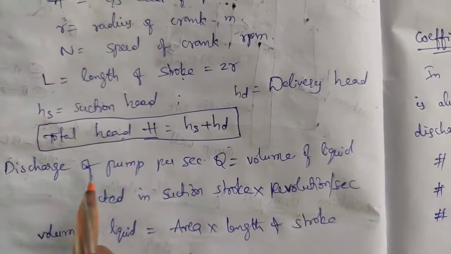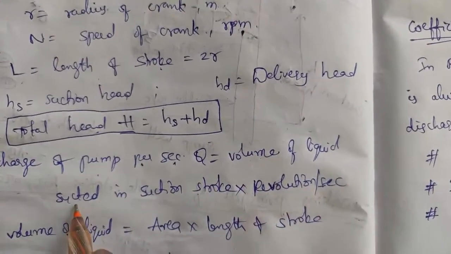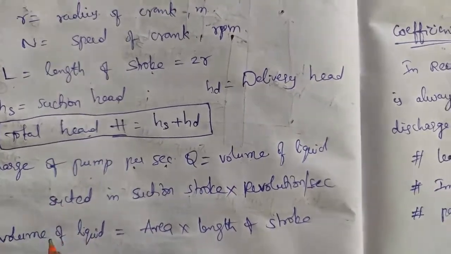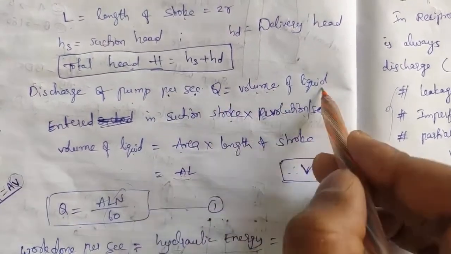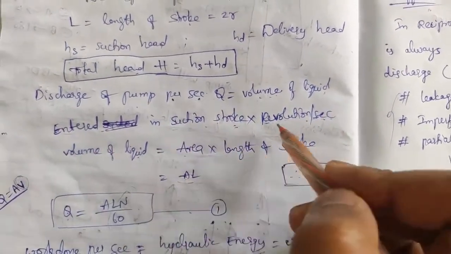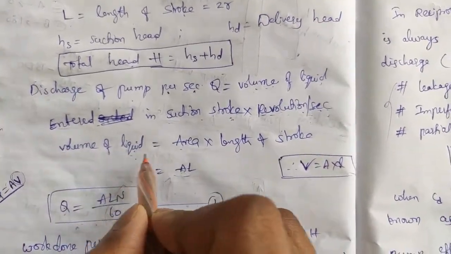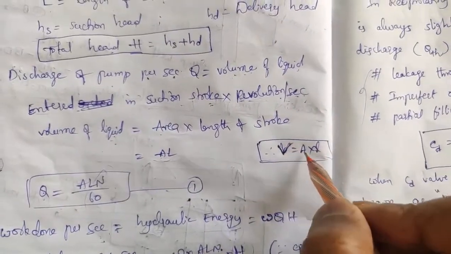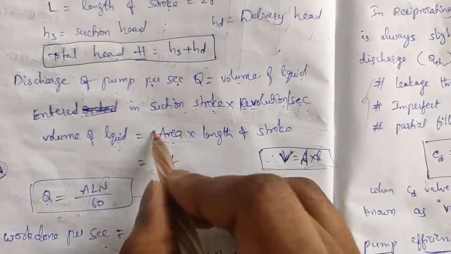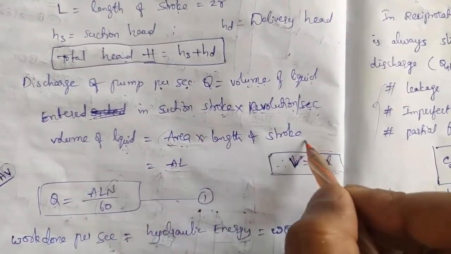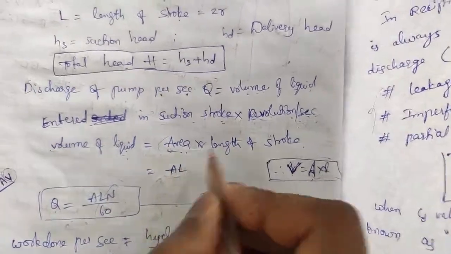Here we calculate the discharge of the pump per second. Discharge Q equals volume of liquid entered in suction stroke into revolution per second. How to calculate the volume of liquid? Volume is the product of area into length. So the cross sectional area of the cylinder into the length of the stroke gives the volume of liquid entered in the suction stroke, A into L.